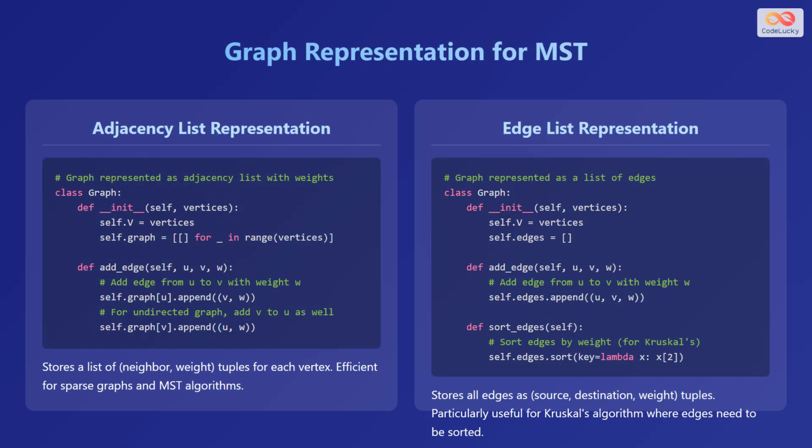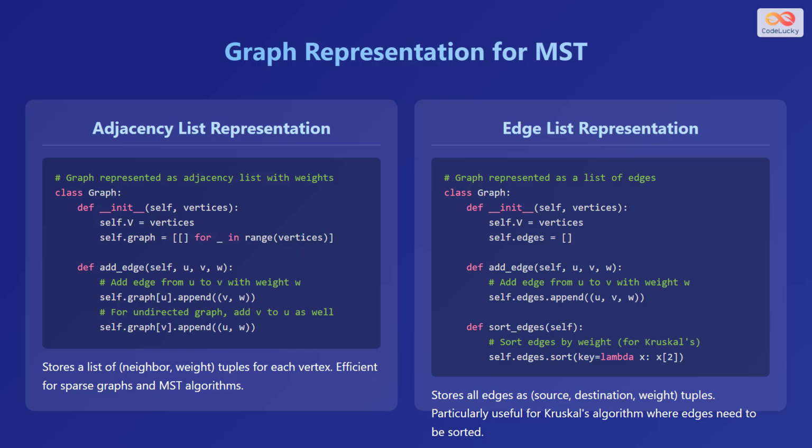To work with minimum spanning trees, it's important to understand how to represent graphs in a way that algorithms can use. Two common representations are the adjacency list and the edge list. In the adjacency list representation, the graph is represented as an adjacency list with weights. For each vertex, we store a list of its neighboring vertices along with the weight of the connecting edge. This representation is efficient for sparse graphs and many MST algorithms.